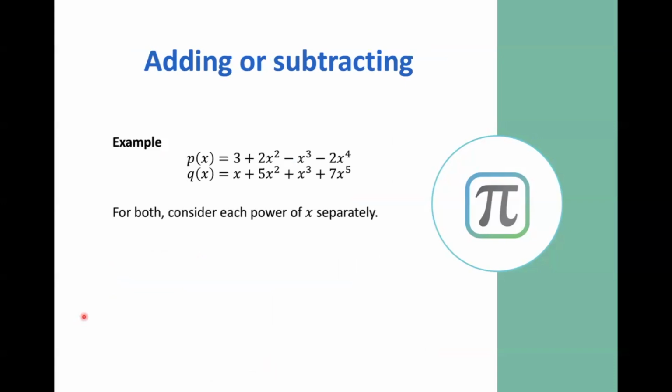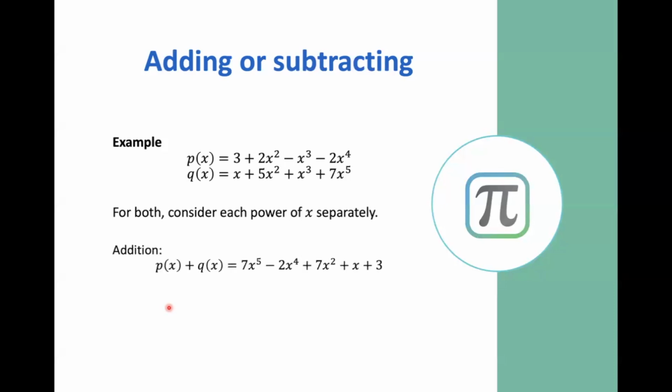Some of the simplest manipulations of polynomials is adding or subtracting. For example, let's say we have 2 polynomials, p of x and q of x, and you can see the expressions above. When we're adding or subtracting, for both manipulations, we consider each power of x separately.